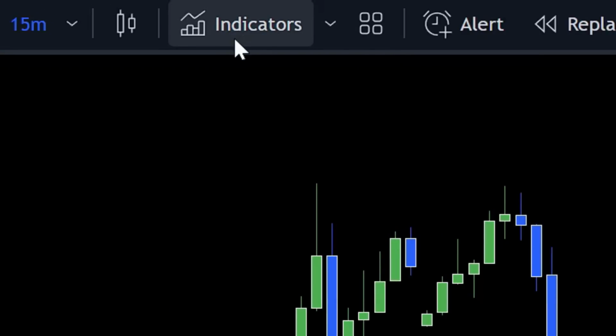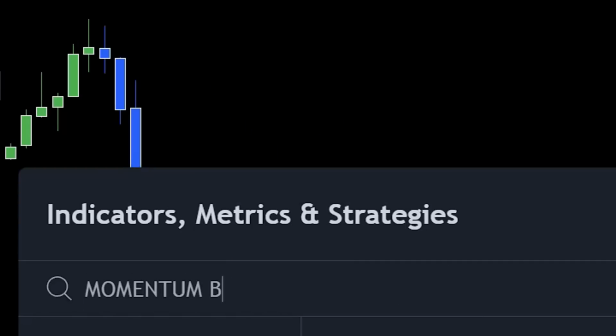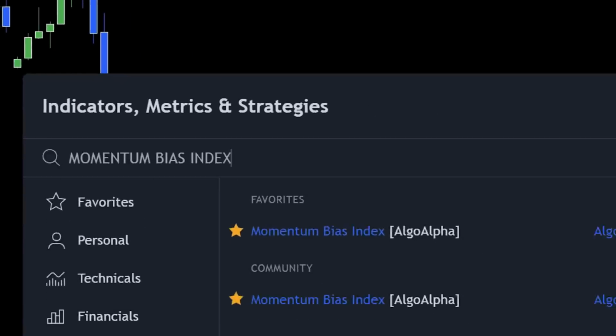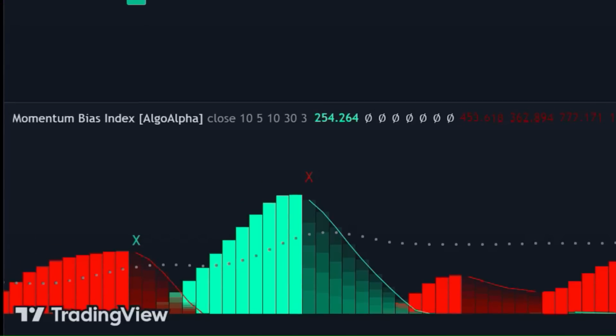Next, head to the indicators section at the top of the platform and click on it. A window will pop up and in the search bar type in Momentum Bias Index and hit enter. Once you see the results, select the one by Algo Alpha and it will be added to your chart.